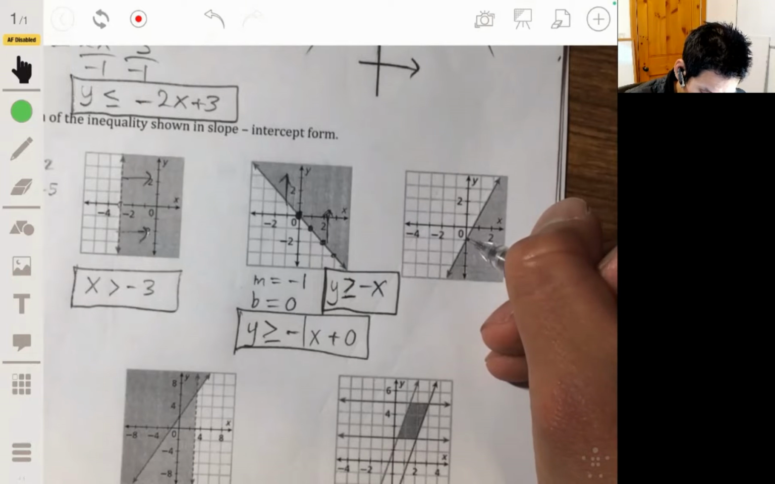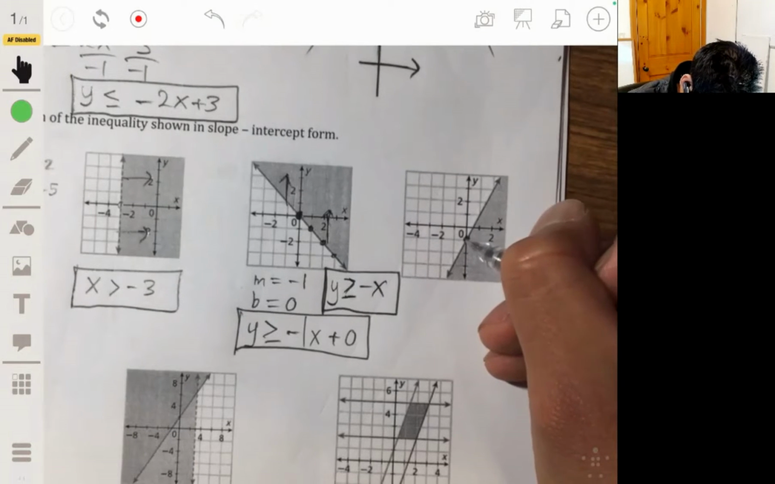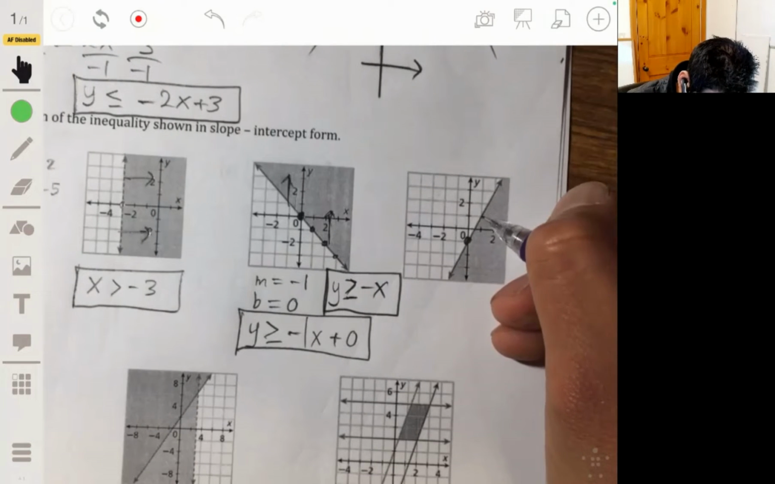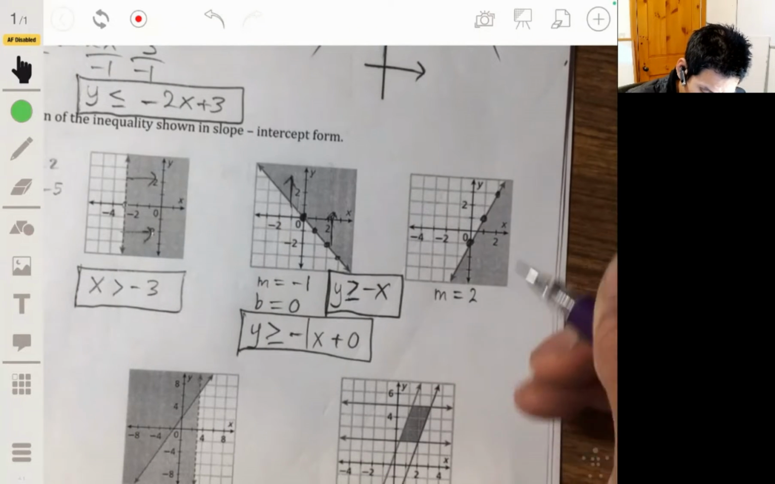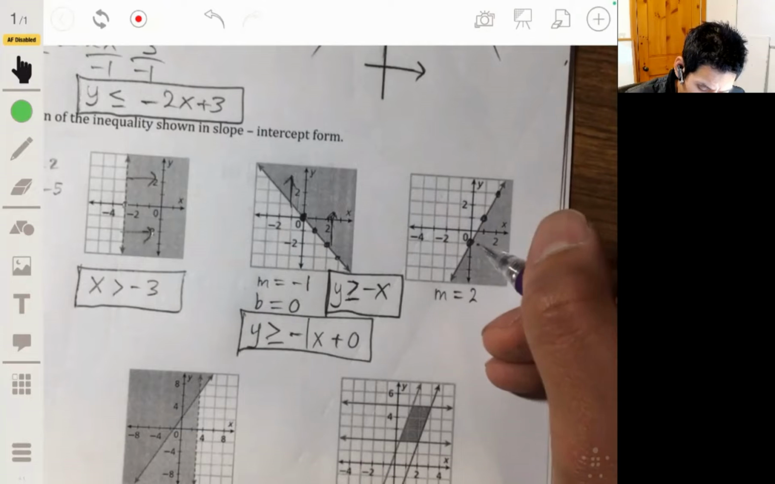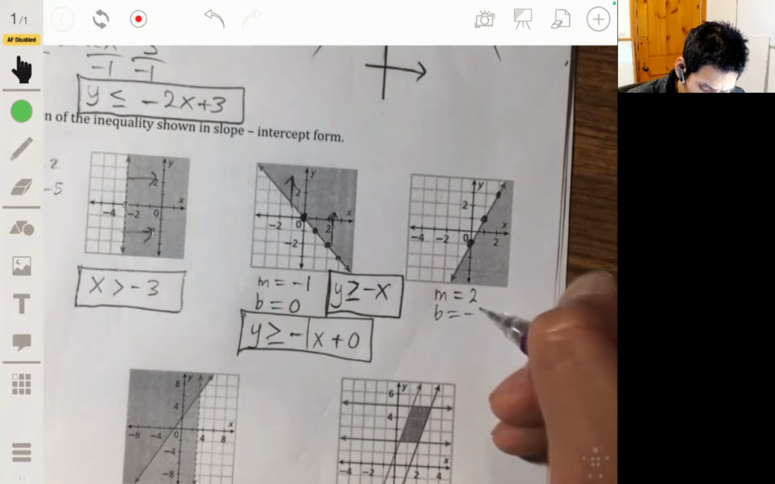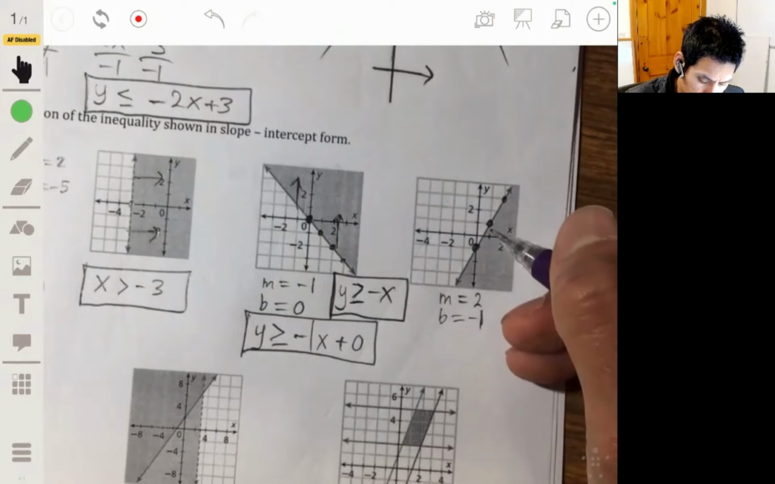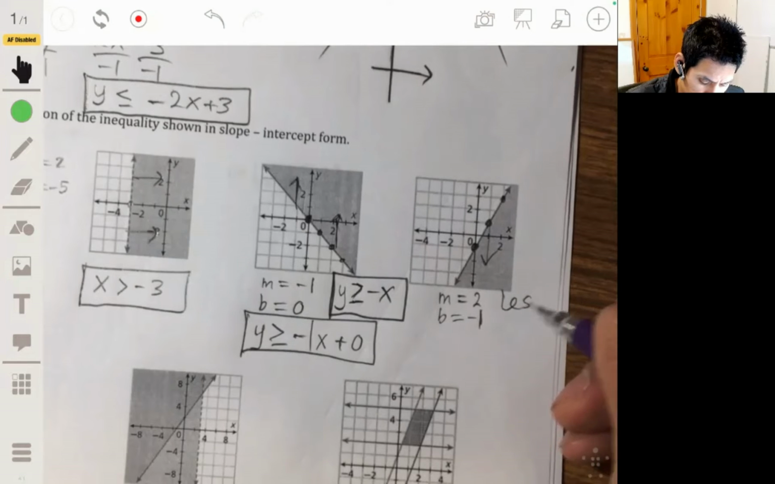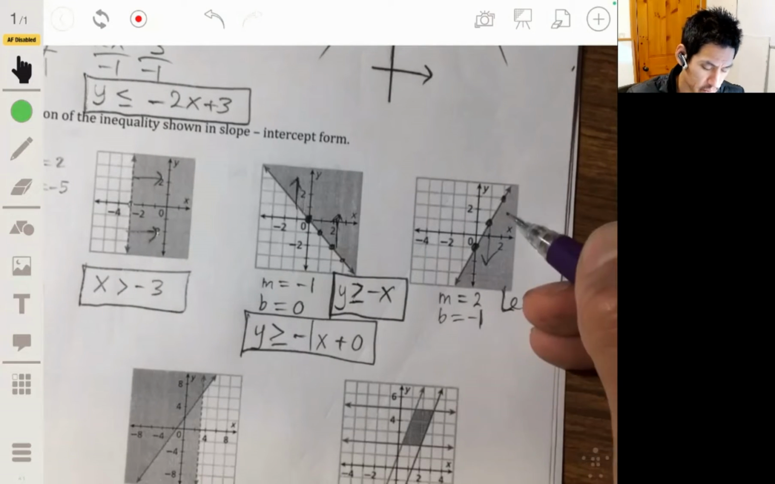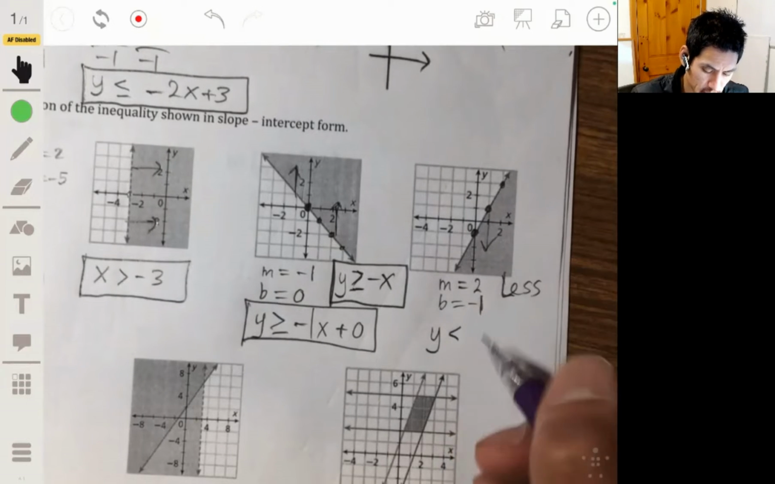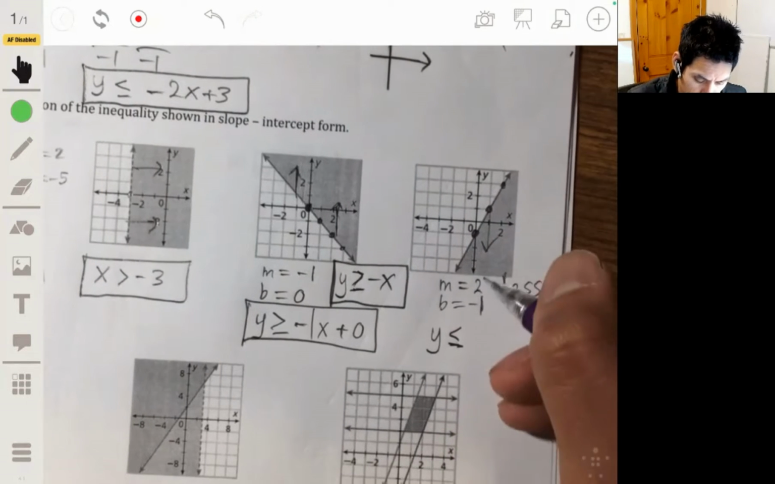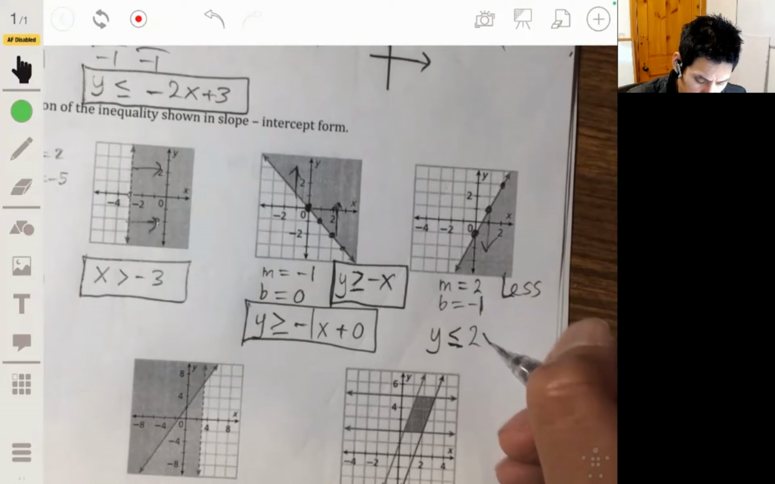All right, for the fourth one, slope of 2, it looks like. Y-intercept of -1. Downward, so we're saying less, because it's below the line. Y is less than, it's a solid line, so y is less than or equal to 2x minus 1.